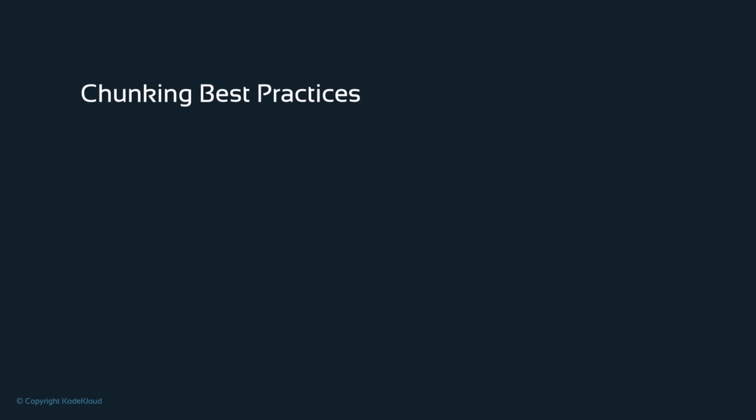Instead of searching through entire documents, we're searching through focused chunks that contain exactly what the user is looking for. Let me share some key principles for effective chunking. For size guidelines, 200 to 500 characters is a good balance of context and precision, with 50 to 100 characters overlap to maintain continuity. You might need to adjust based on your content.